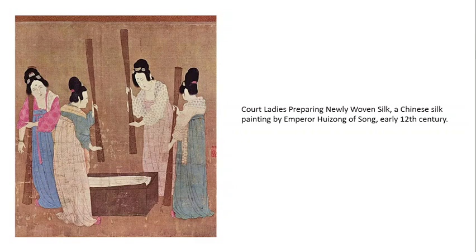And here is a depiction, painting of ladies of the court preparing silk fiber down here. Oh, sorry, newly woven, preparing silk. So they're probably wearing silk. It's probably painted on silk. Maybe even they use silk bristles in the brush. Who knows? I don't know. But again, just sort of a continuation of the historical importance of silk.